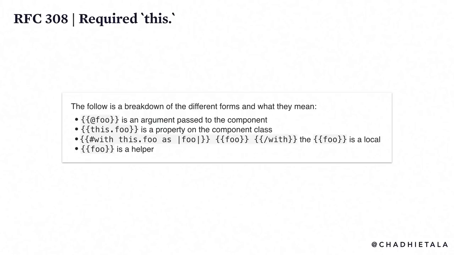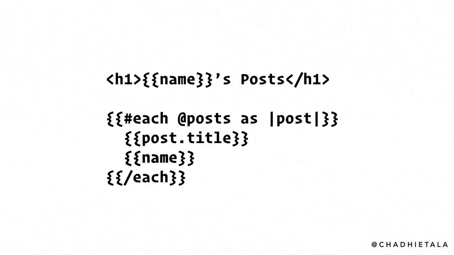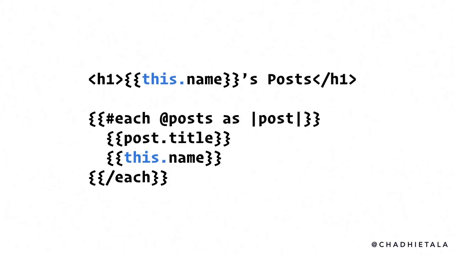And then foo is always a helper without any type of sigil or prefix or anything like that. So when we go to look at our template, what this would mean is that we would update the template to be something like this. So this dot name is talking about the context, at post is the thing that was passed to you, and post is a local variable inside of the block.